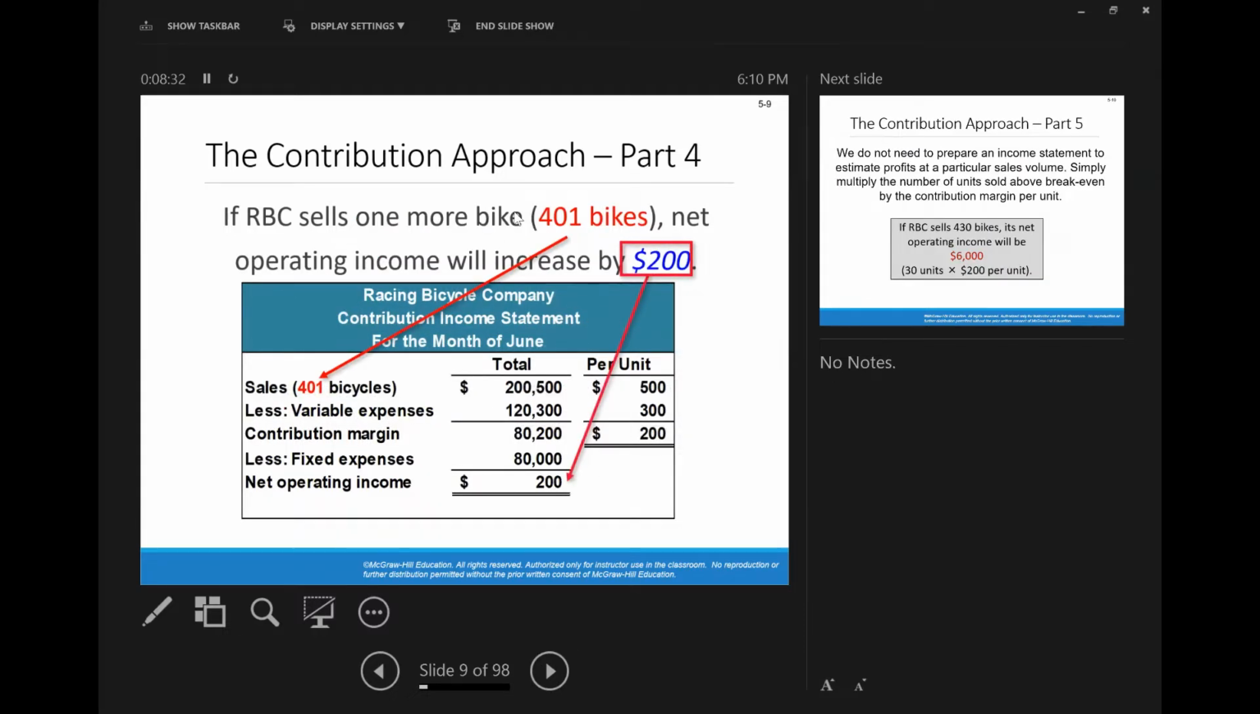Okay, so now we sell 401 bikes. Remember, it's 200 contribution margin per bike, right? Because 500 less the 300 gives us 200 in a contribution margin. We're selling that one bike over, so we're going to have an increase in operating income of $200. Now we're not at a break even, we sold one more, so you see that $200. This is just showing you how you lay it out and how that one increase is going to be the per unit contribution margin. So now we can add more and then you make more and more and more.